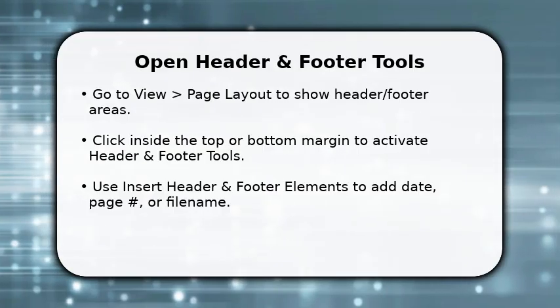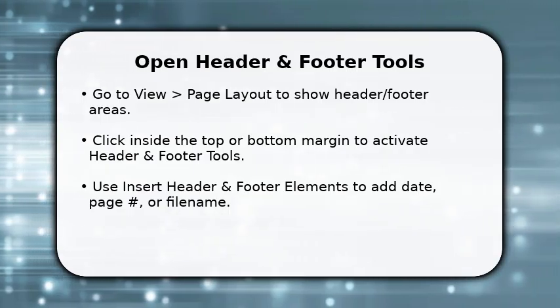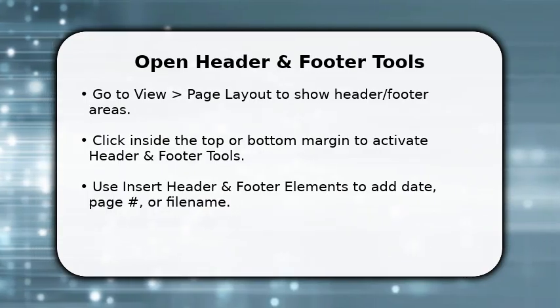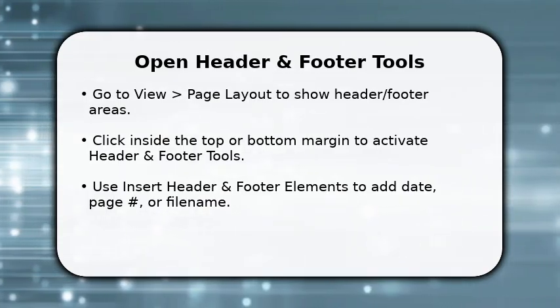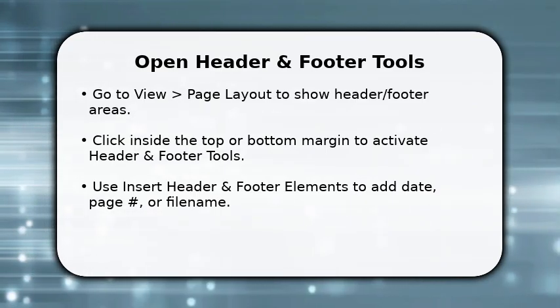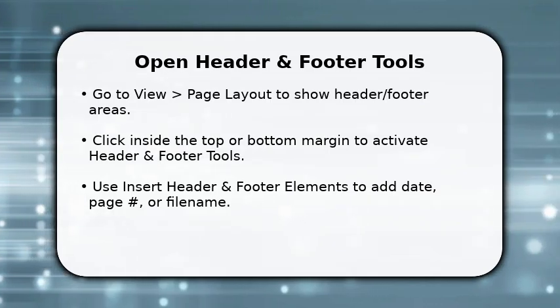You start in Page Layout view so you see margins. Open View and choose Page Layout. Once visible, click directly in the top or bottom margin to activate header and footer tools. You will see contextual tabs and quick insert buttons. Use them to place items like page numbers, date, or file name.